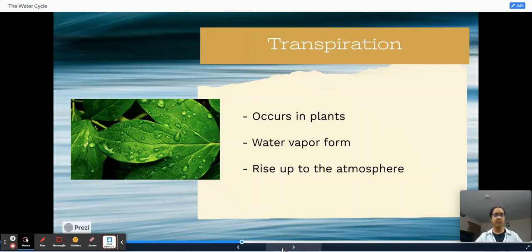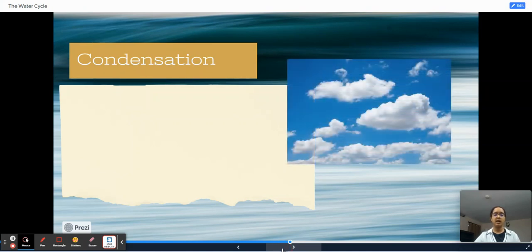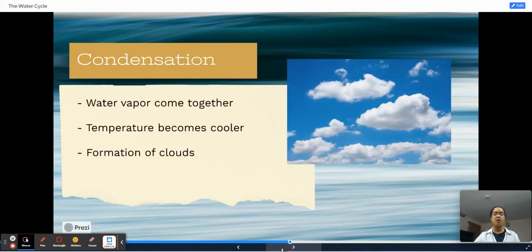So, what's the next step? The third step of the water cycle is condensation. Here, all the water vapor that has risen to the sky comes together to form water droplets. Water droplets are formed because as water rises, the temperature in the air becomes cooler. This cooling in the air causes water vapors to form water droplets.